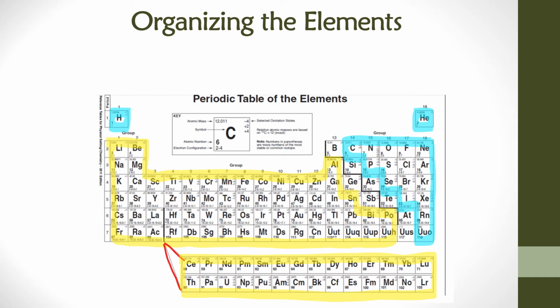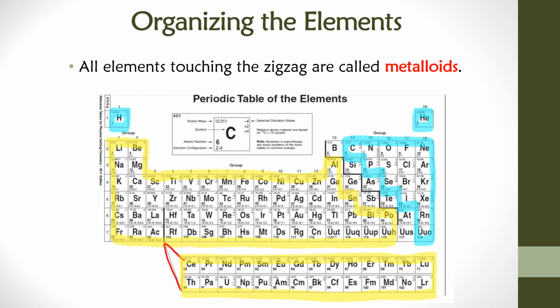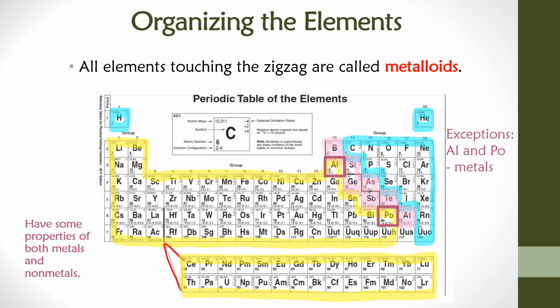Okay, and finally we have the metalloids, which are these elements right here that are close to that zigzag that you see in your periodic table. The only exception to this is aluminum and polonium. So even though these two elements are very close to the zigzag, they are still considered metals rather than metalloids. When it comes to the properties of metalloids, they have some properties that metals have, and they have some properties that nonmetals have. So they don't really have anything fixed to themselves. They're kind of in the middle of both.